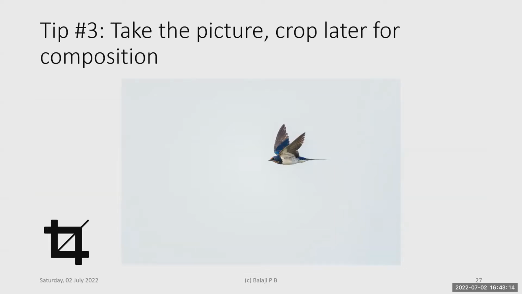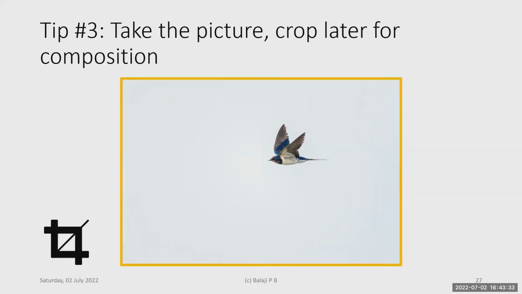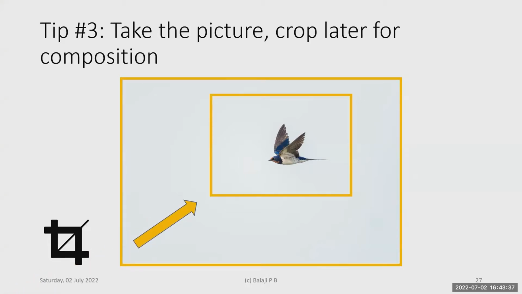As I said, it is not always possible, particularly with fast flying birds like the swallows, to compose everything perfectly in the field. So what we can do is take the picture and crop later for composition. So that is always possible. This was the original picture, and we have cropped it later to improve the composition of the image. We can always do it.